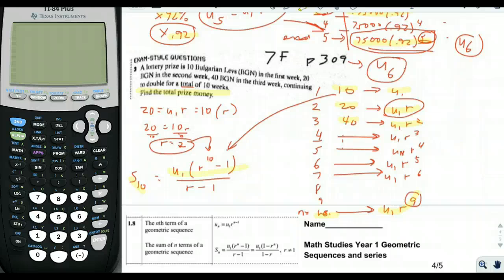And we use this formula and we plug in n equals 10. And R, of course, is going to be 2. And U1 is going to be 10. And so you just put that in your calculator and you're done.